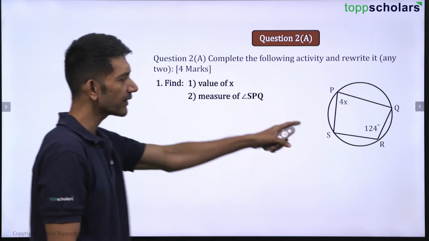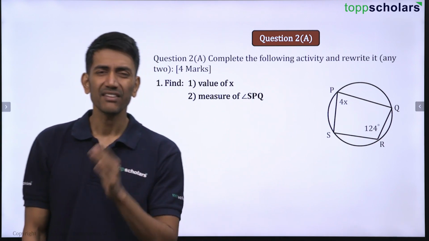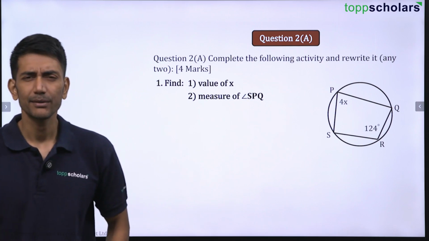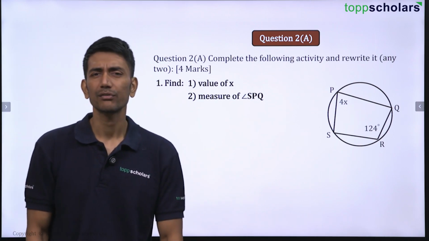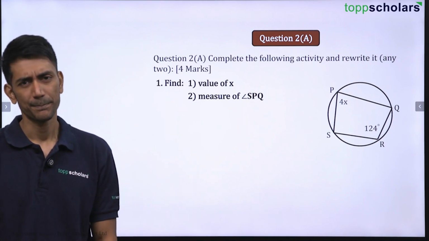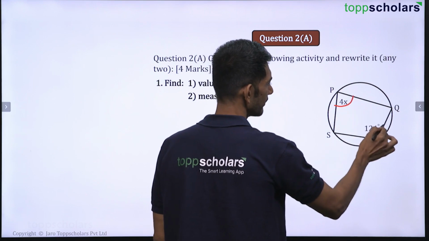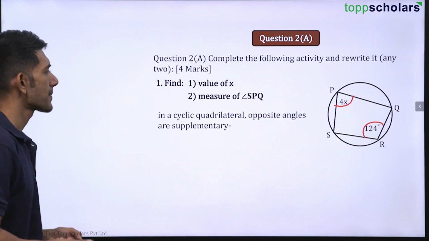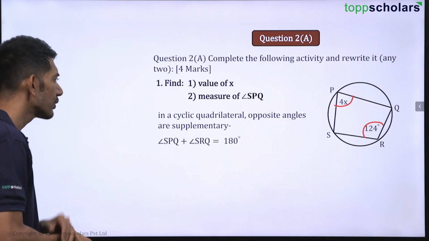So looking at the figure, immediately it should strike your mind that there is a circle and there is a quadrilateral inscribed in it, and such a quadrilateral which is inscribed in a circle is called a cyclic quadrilateral, and we know that the opposite angles of a cyclic quadrilateral are supplementary. Correct? If the opposite angles are supplementary, that means their total is 180 degrees. So that's how we can start. We can say SPQ plus SRQ is 180.